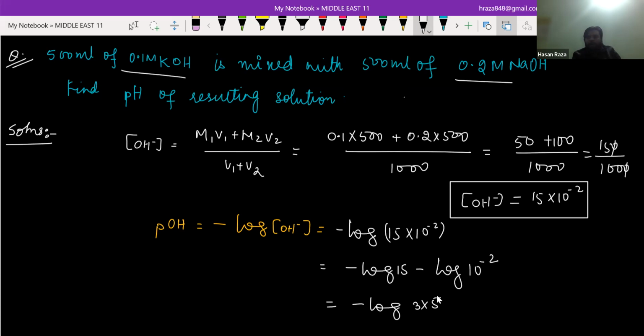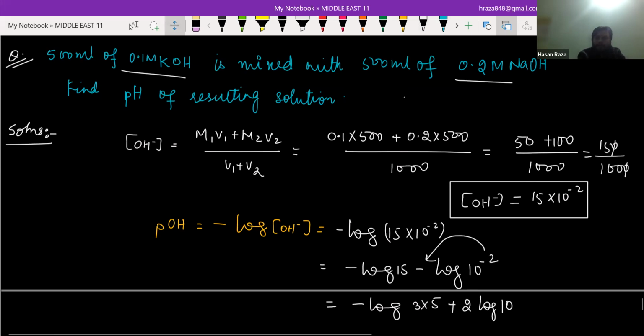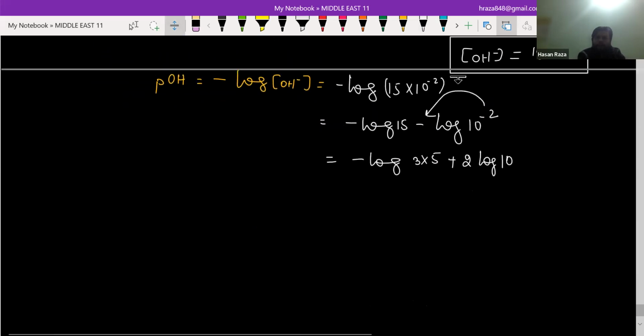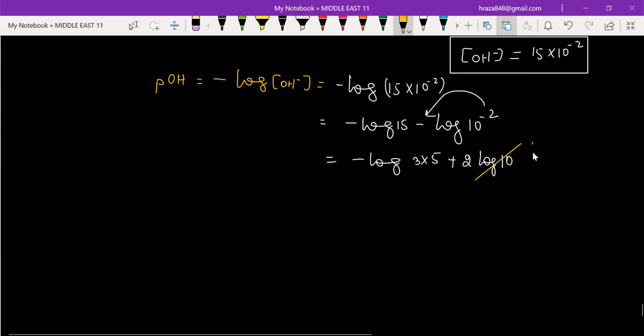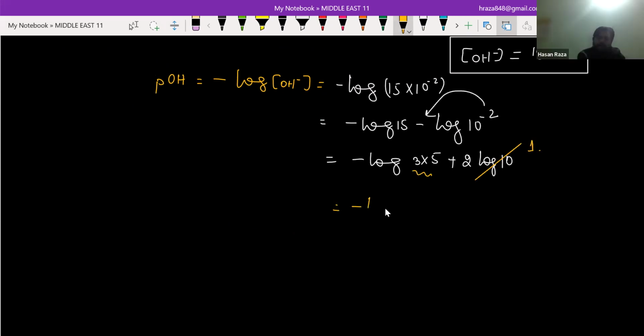Okay. 3 into 5. Now here we are going to solve it. So it will be plus 2 log 10. And we know the value of log 10 is equal to 1. Everyone okay with this? Yes, sir. Okay. Now log 3 into 5 can be written as log 3 minus log 5, and here it will be plus. Now, what is the value of log 3? That is 0.471, right? Yes, sir.